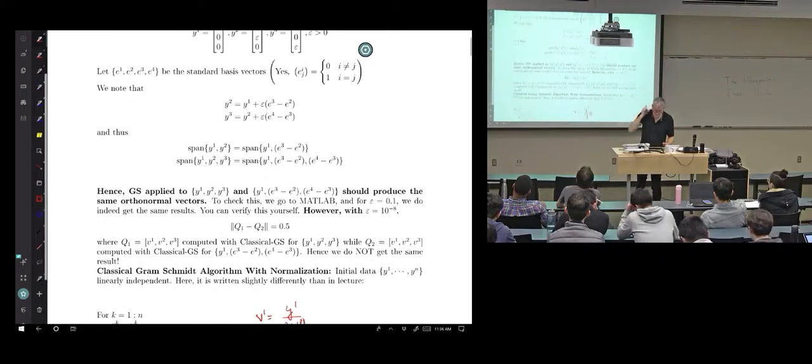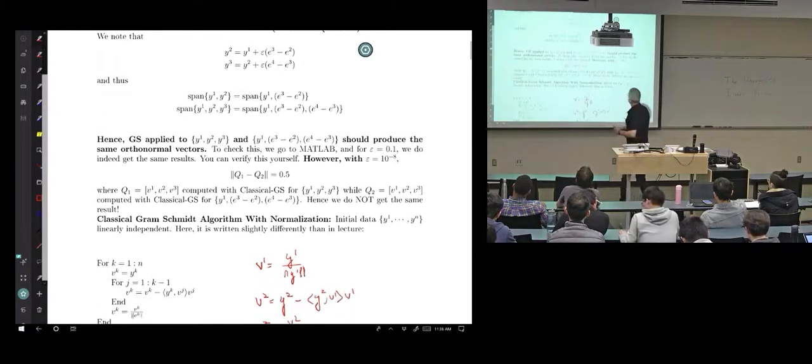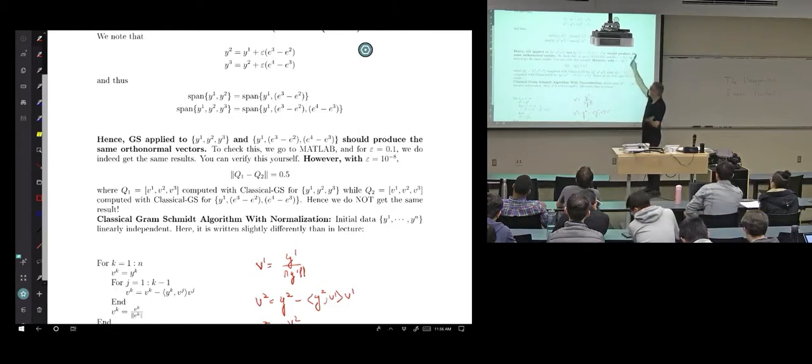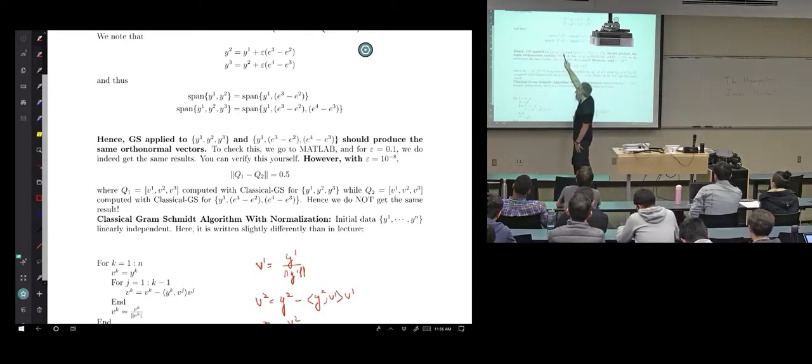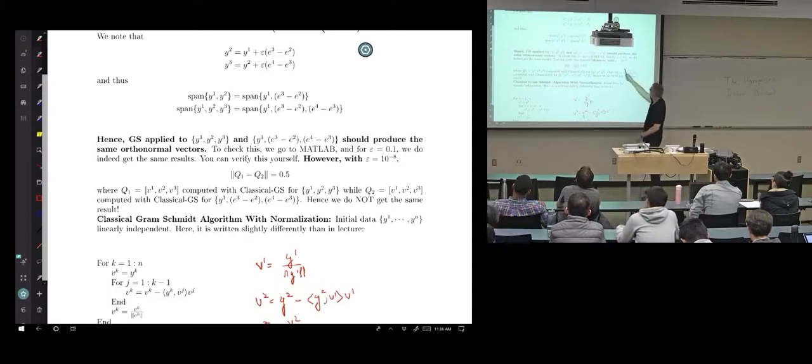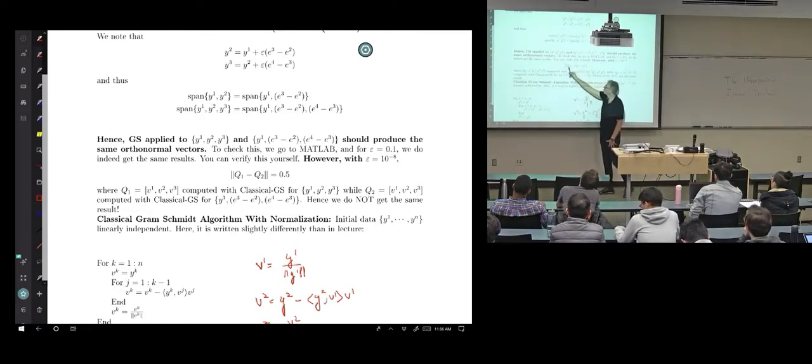I go to MATLAB and I take epsilon equals 0.1, and sure enough, exactly the same thing comes out for Gram-Schmidt applied to this set of vectors and this other set. They have the same span. And then I set epsilon equals 10 to the minus 8, and the difference in the orthonormal vectors I get out of Gram-Schmidt is big now, okay?